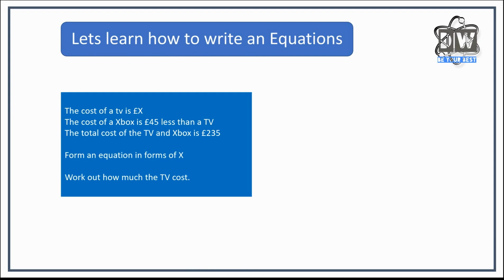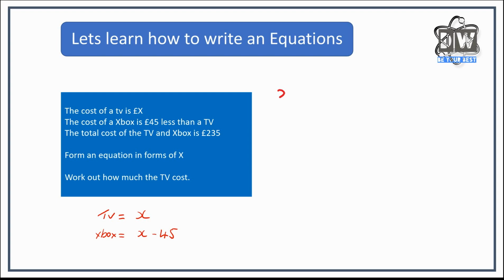So let's just write some of that down now here. So the cost of the TV, so TV equals X. We know that, don't we? Because TV equals X. What is the Xbox? The Xbox equals X, which is the cost of the TV, take away 45. So those are our 2 parts. Altogether, they equal 235.